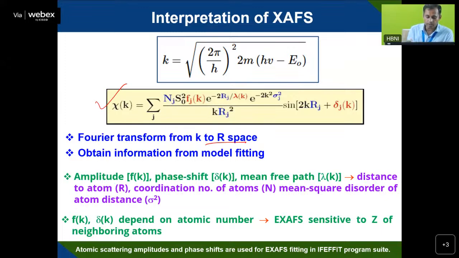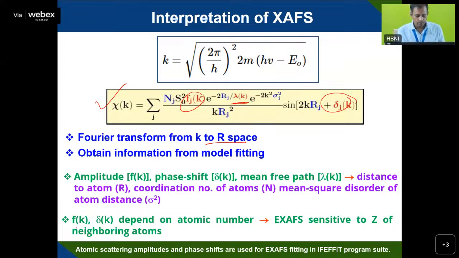Then by using model fitting, you get the amplitude f(k), and there is a phase shift, delta is the phase shift, and lambda is the mean free path. So all this terminology has to come into the picture, and then the distance of the atom R, coordination number, and mean square disorder, all these things you can find out from this.